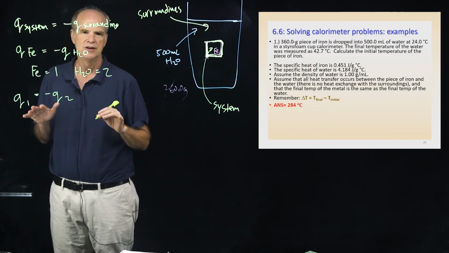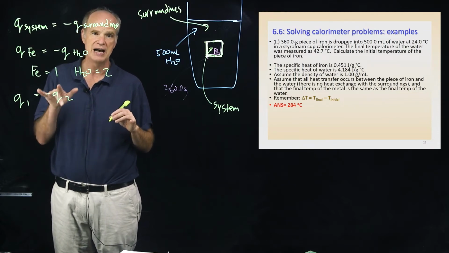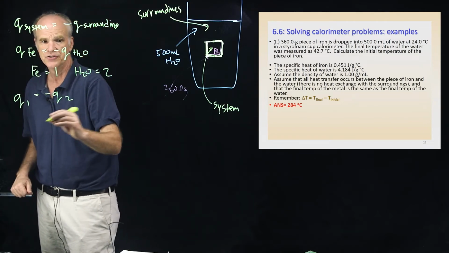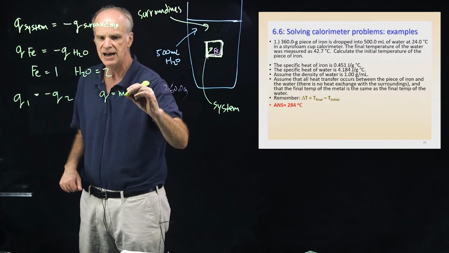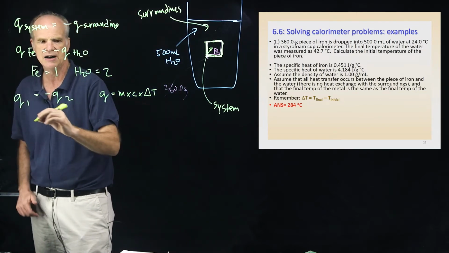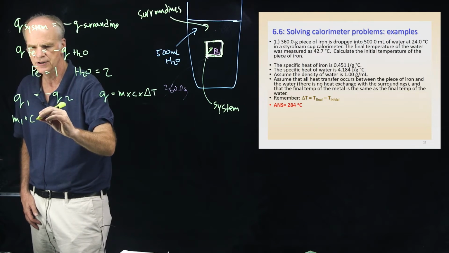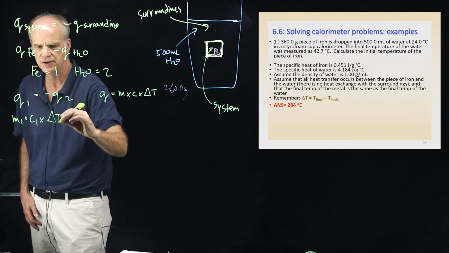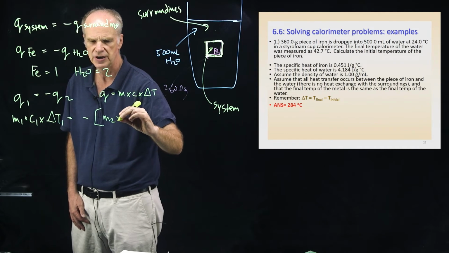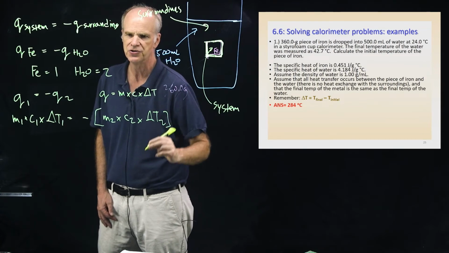Okay, now at this point, what we can do is substitute the equations that tell us that heat is equal to the mass times the specific heat capacity times the temperature change. And so I'm going to go ahead and do that now. Remembering that Q, again, is equal to mass times the specific heat capacity times the temperature change, what we'll have is M1 times C1 times delta T1 is equal to negative M2 times C2 times delta T2. So far so good with the setup.